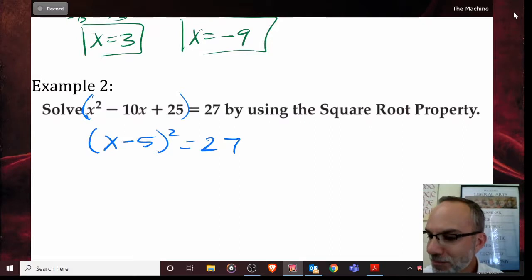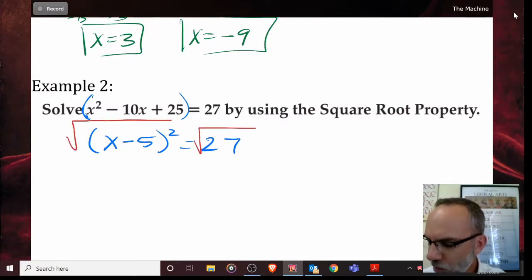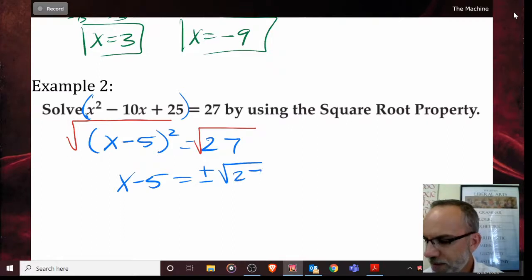Time to square root. So square root the left and square root the right. What happens on the left-hand side? I'm just left with the base, x minus 5. But this is a problem now. This is going to be plus and minus the square root of 27. But that can be simplified. How would we do that? Maybe I even shouldn't do it right now. Maybe I should do it at the end. No, I'll go ahead and do it right now.